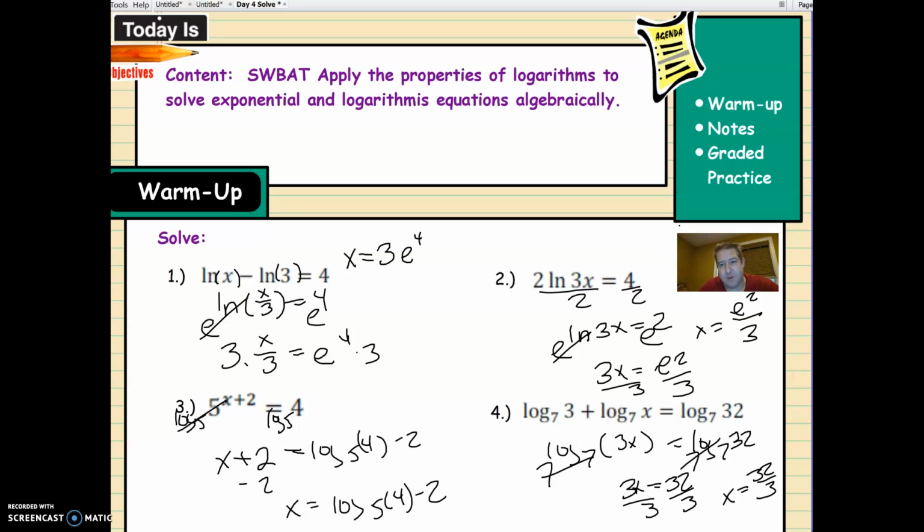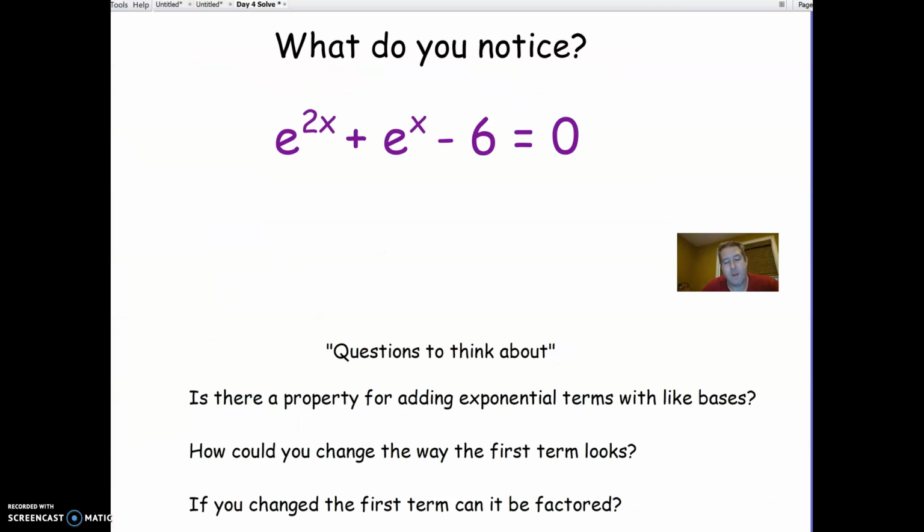Okay, so now in this video, like I said before, I'm going to solve by substituting. And the reason why I'm going to substitute is because there is no property for adding exponentials with the same base. If it was multiplication, then we could add the exponents. But since it's addition, we have no property for combining these two, so we need some other way of doing this. So I'm going to replace e to the x with the variable a.